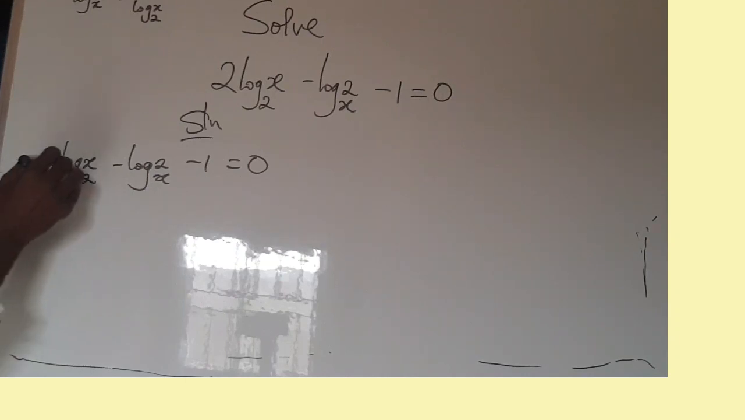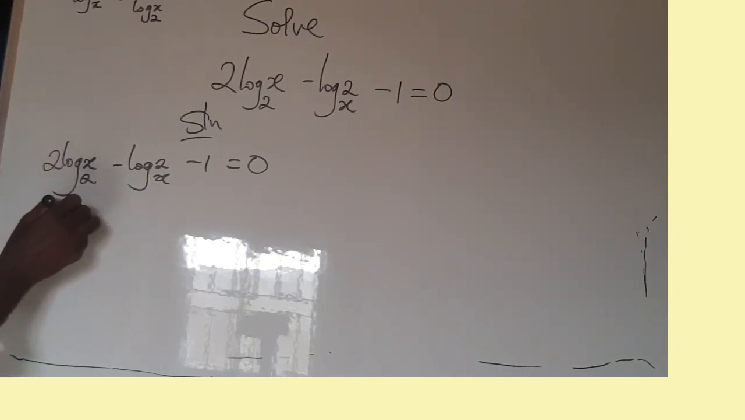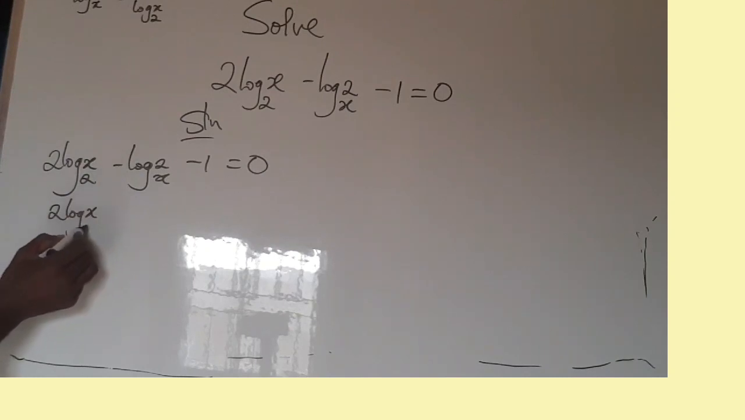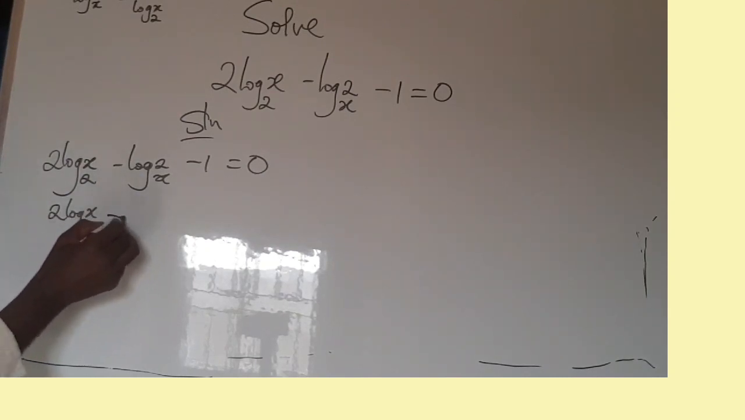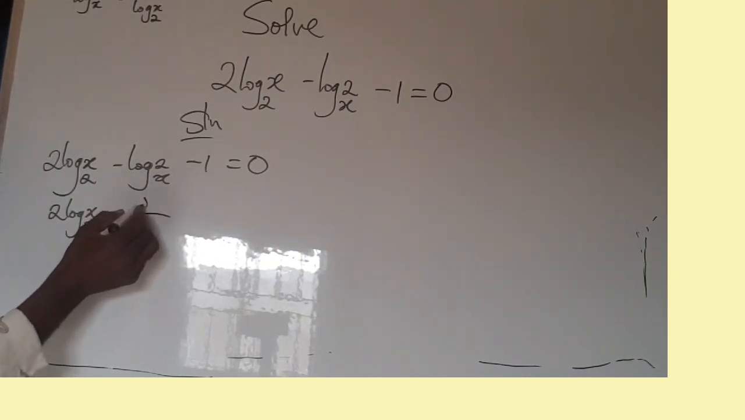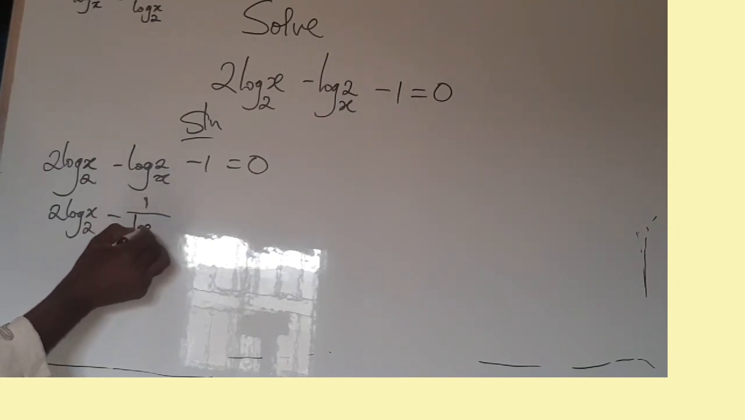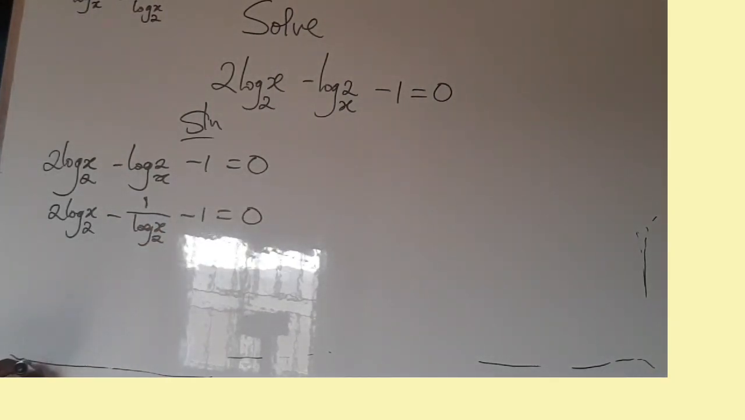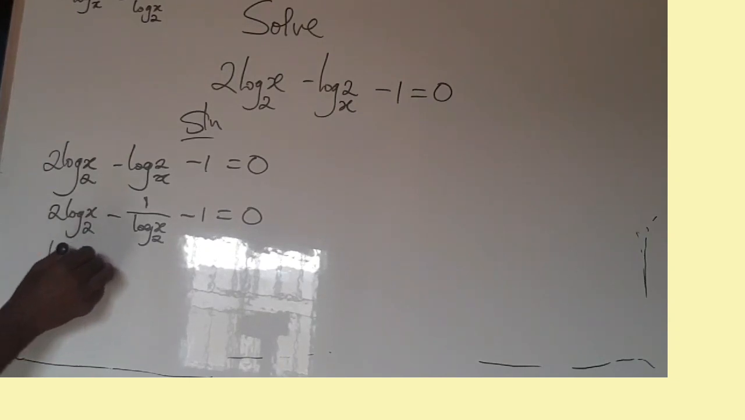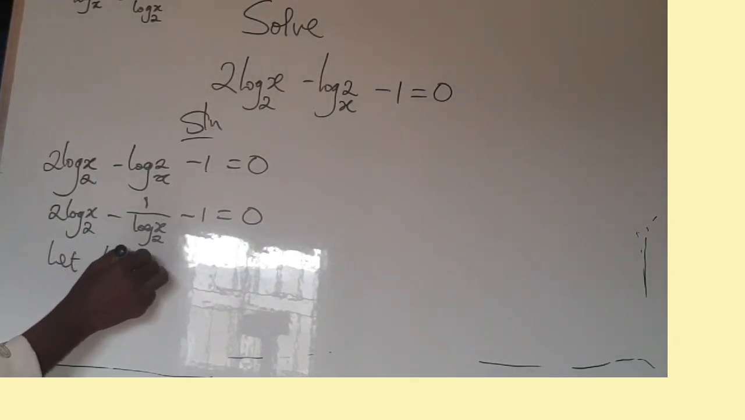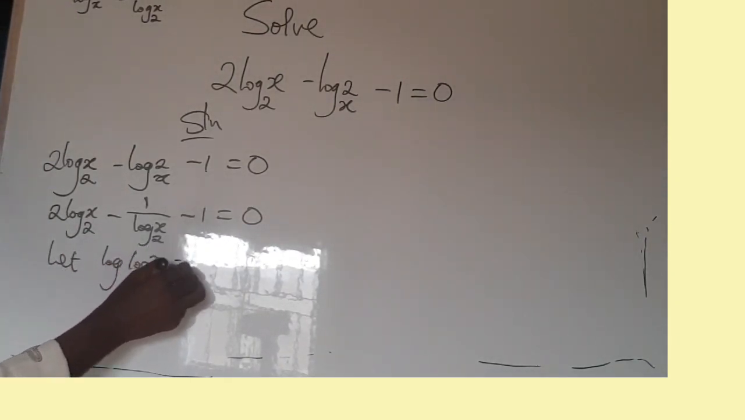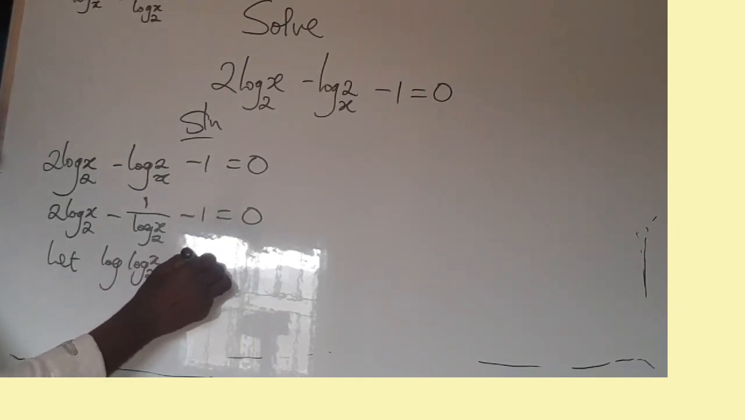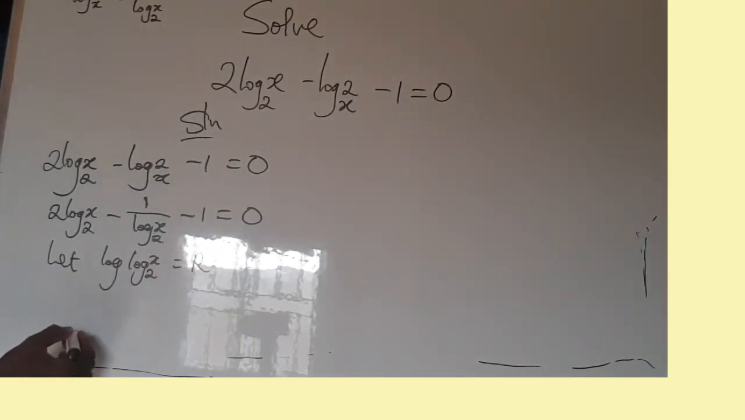So it's very simple. We'll now put it straight. We have 2 log x base 2 minus 1 over log x base 2 minus 1 equal to 0. So from there, we just let log x base 2 be equal to r. Where we see log x base 2, replace it with r.